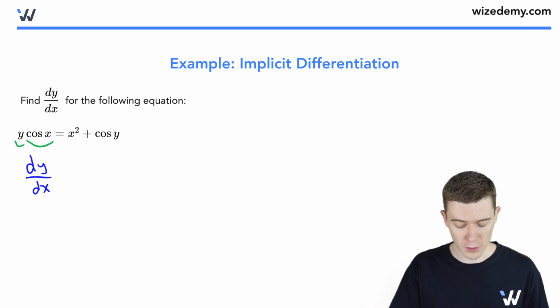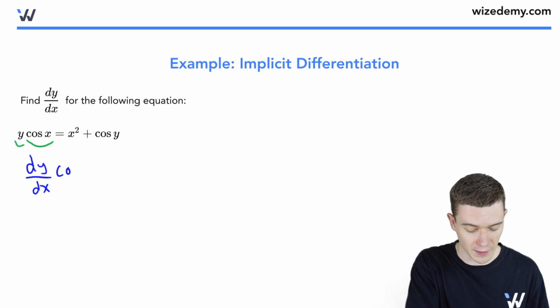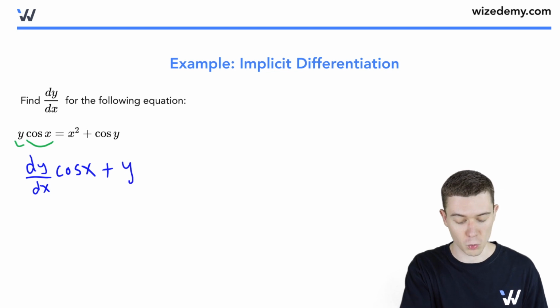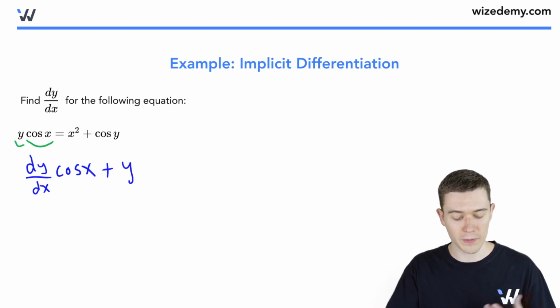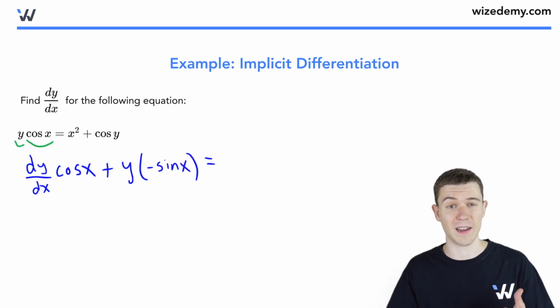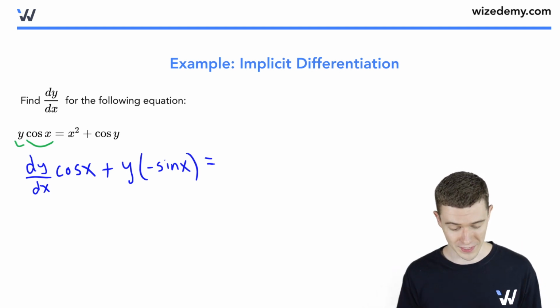That's the derivative of the first function times the second function, cosine. Product rule says plus. This time we copy the first function, which is y, multiply it by the derivative of the second. The derivative of cosine is negative sine. That's just the left-hand side. We need to take the derivative of both sides.